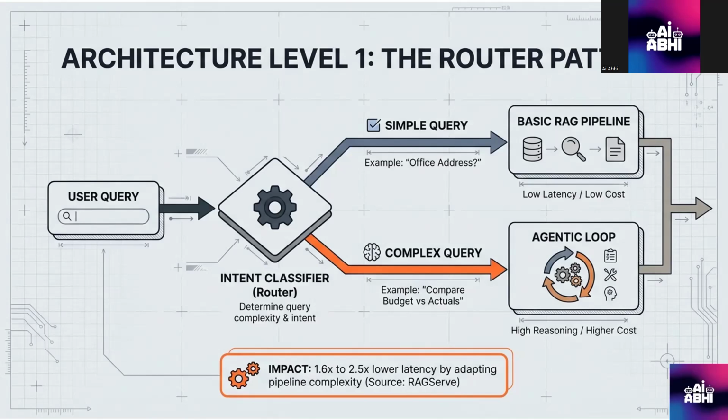Not every question needs a full agentic loop. A simple "what's our office address" should not trigger 5 rounds of retrieval and reflection. Okay. So the router ensures you use the right level of complexity for each query.